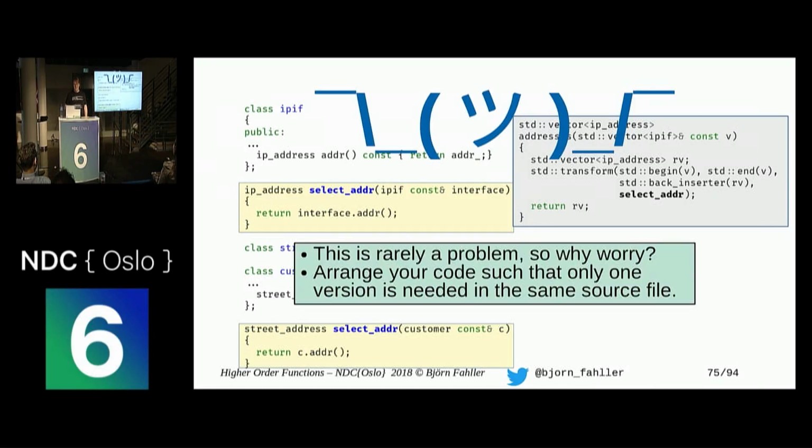So why bother? Arrange your code such that, in this case, where you have a customer with street address and you have IP interfaces with IP addresses, these are completely different domains of your code. This is only a problem if you have one source file that needs to see both at the same time, and that probably won't happen. So it's rarely a problem.